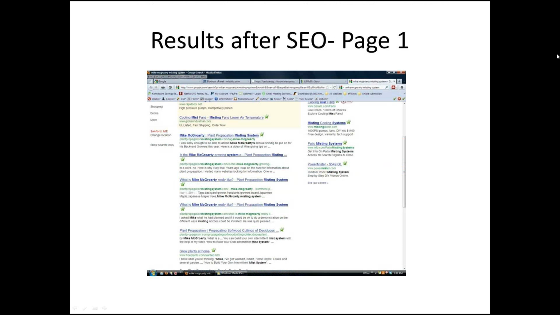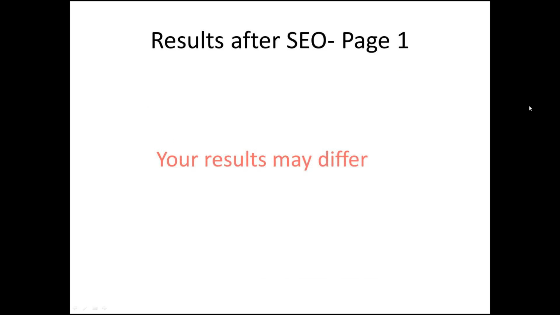So here are the results of one of my efforts on SEO for one of my websites. It was about misting systems and plant propagation, and I used the keyword Mike McGroarty. Some of you might be familiar with Mike's name. This is the first page of Google after I performed SEO on one of my sites. Let's see, 1, 2, 3, 4, 5. The majority of them, and Mike's is showing up at the bottom there. But your results might differ.